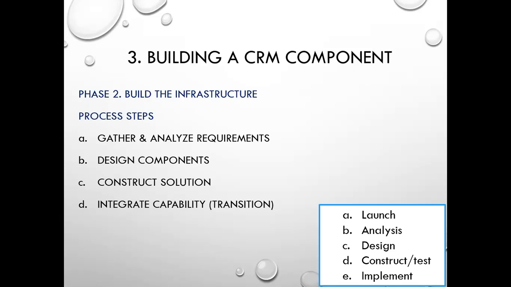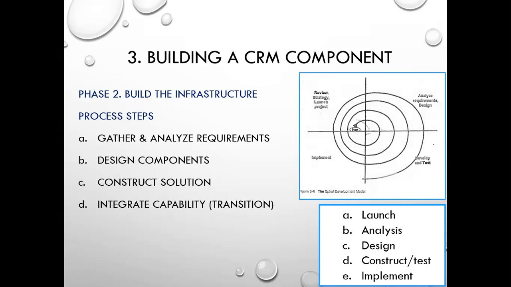So you can see this spiral in your book, and you can see it here also. You start from review, strategy, launch the project. This is called the spiral development model. Then move toward analyzing requirements, design, then development and test, then the implementation. These are the four steps in your spiral. So next is what you will get.